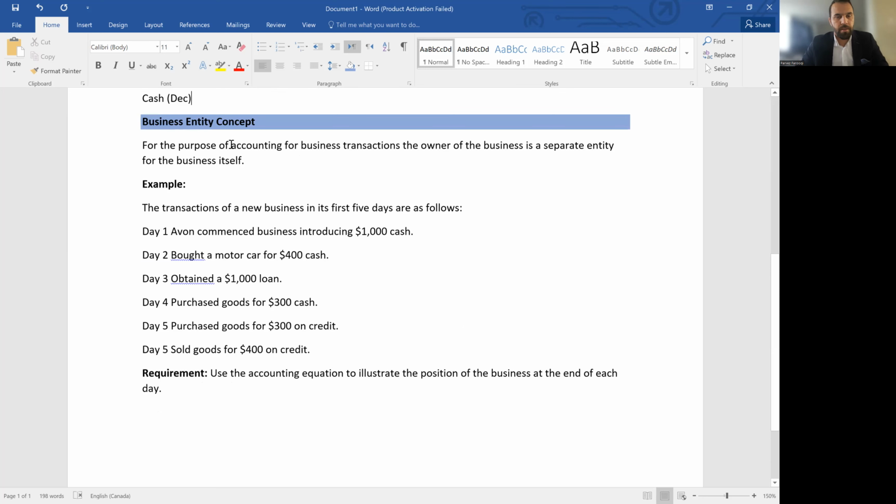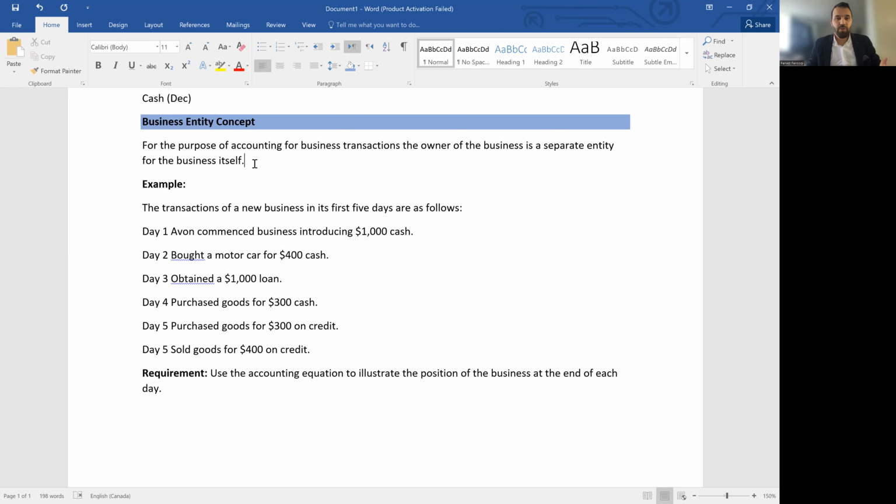Business entity concept. What does this mean? For the purpose of accounting for business transactions, the owner of the business is a separate entity from the business itself. Let's suppose I'm starting a business. My business name is PKF. If I invest, let's suppose, $50,000 in the business, then from my personal point of view, Parvez's point of view, my $50,000 is decreased in my bank account. But at the same time, in my business account, $50,000 increases.